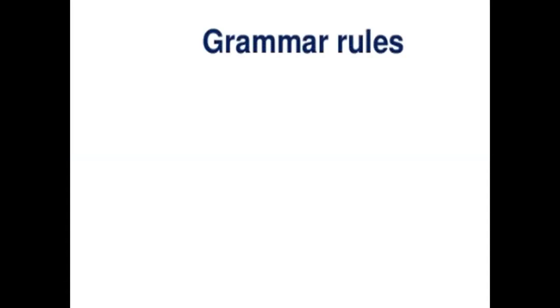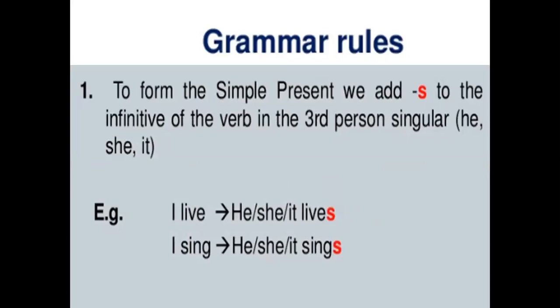So what are the rules that we have to consider if we use simple present tense? Okay, rule number one, very easy. To form the simple present, we add s to the infinitive of the verb in the third person singular. What does it mean, third person singular? When we talk about he, she, and it, these are what we call third person singular. So again, we have to add s to the infinitive of the verb.